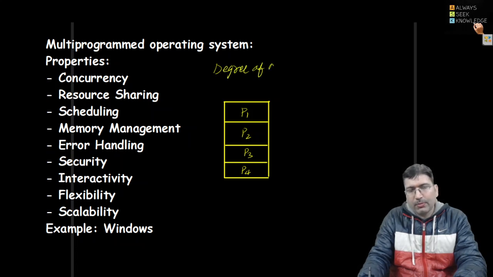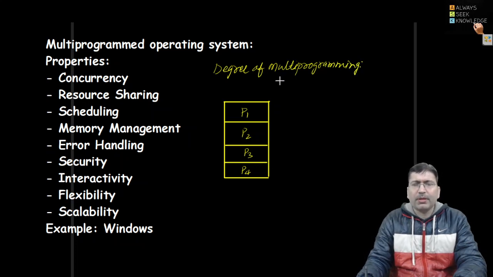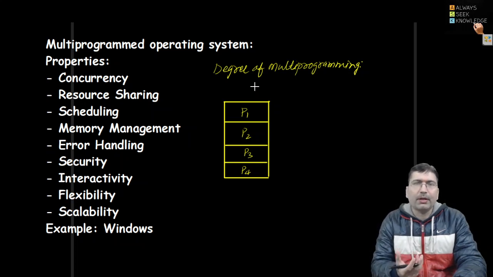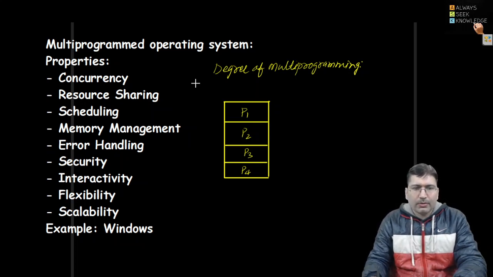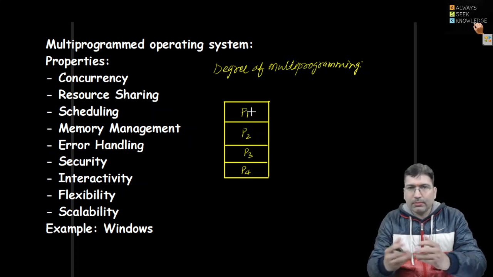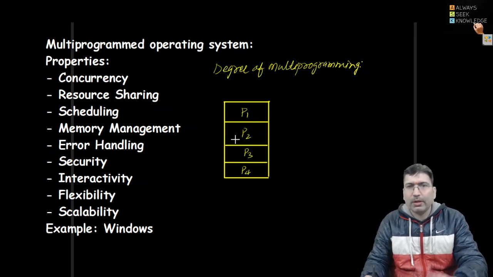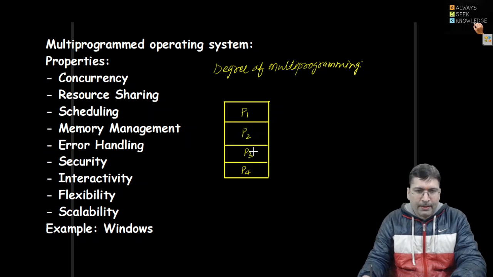Degree of multiprogramming. The degree of multiprogramming means the number of processes loaded inside the memory at any given point in time. So in such kind of operating system, there was flexibility to load a number of processes, right?